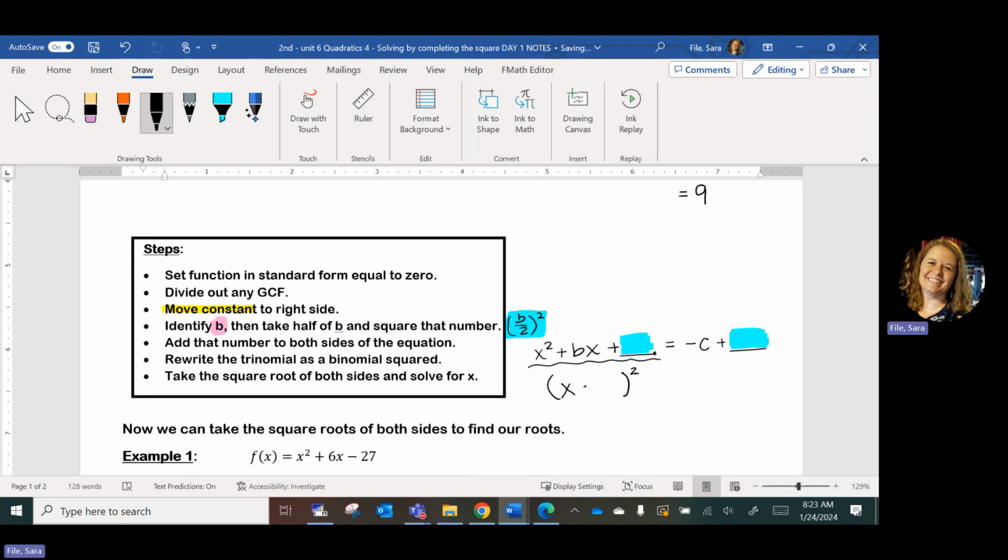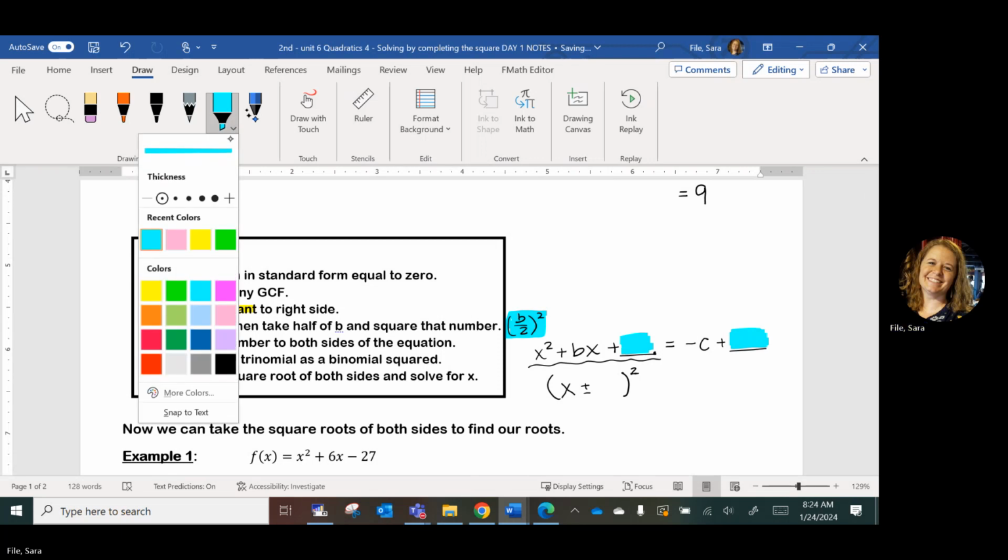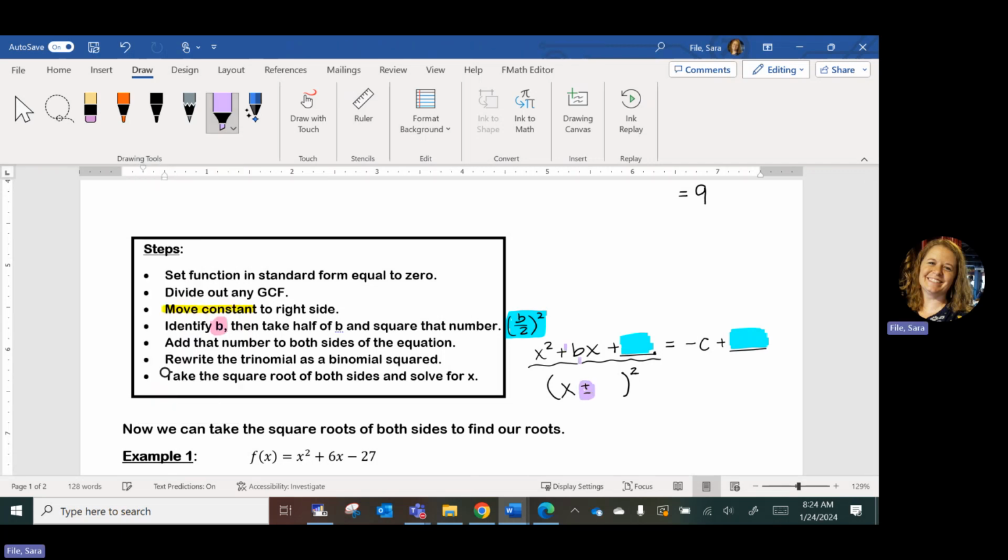And then it's going to be whatever sign here. It's going to be a plus or a minus. That sign is going to match whatever the sign of b is. So if it was a plus, it'll be a plus in the binomial. If it was a minus, it'll be a minus in the binomial. It's going to match whatever that sign is.